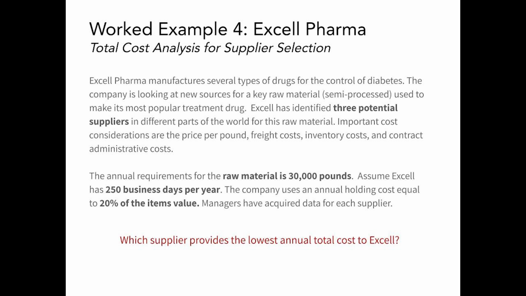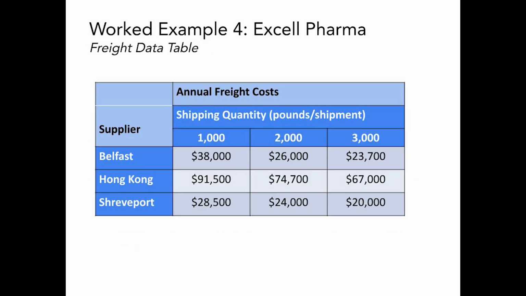Your task is to analyze the data for each supplier, considering the total cost equation: material cost, P times D, plus freight cost, plus holding cost, Q/2 plus D bar times L, with D bar being the average daily demand and L the lead time, plus administrative costs. This example will challenge you to apply the total cost model to a real-world scenario, assessing the financial implications of different ordering strategies and supplier choices.